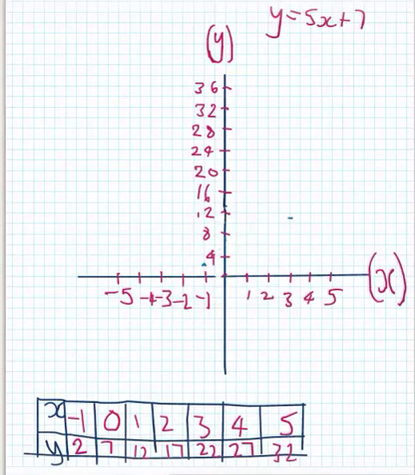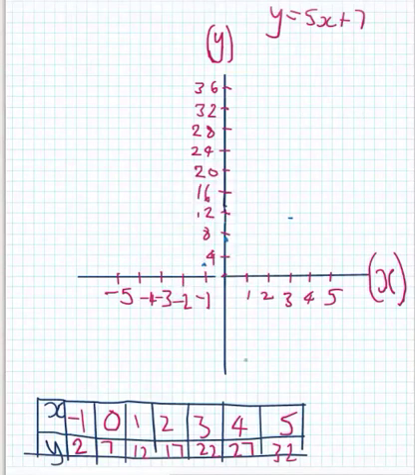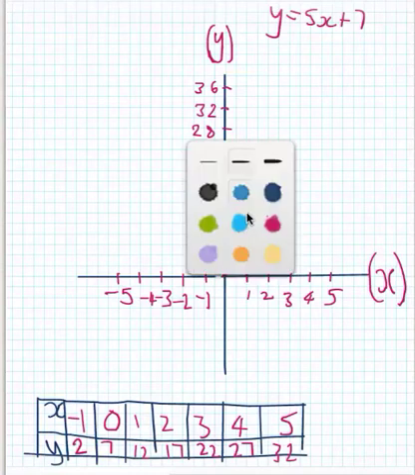Oh, for some reason, it's being silly. Okay. My next point, when x is 1, y is 12. So x is 1, y is 12. That's easy, just there.